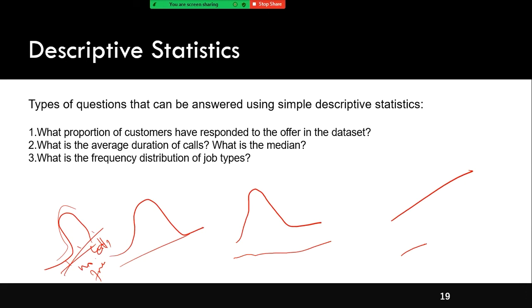By conducting descriptive analytics or statistics, you should be able to answer these business questions at a high level. With these numbers, you will gain a quick insight. What is the average duration of calls? What is the median duration of calls? What is the average age of my customers? If you know that, you can better target the right customers.